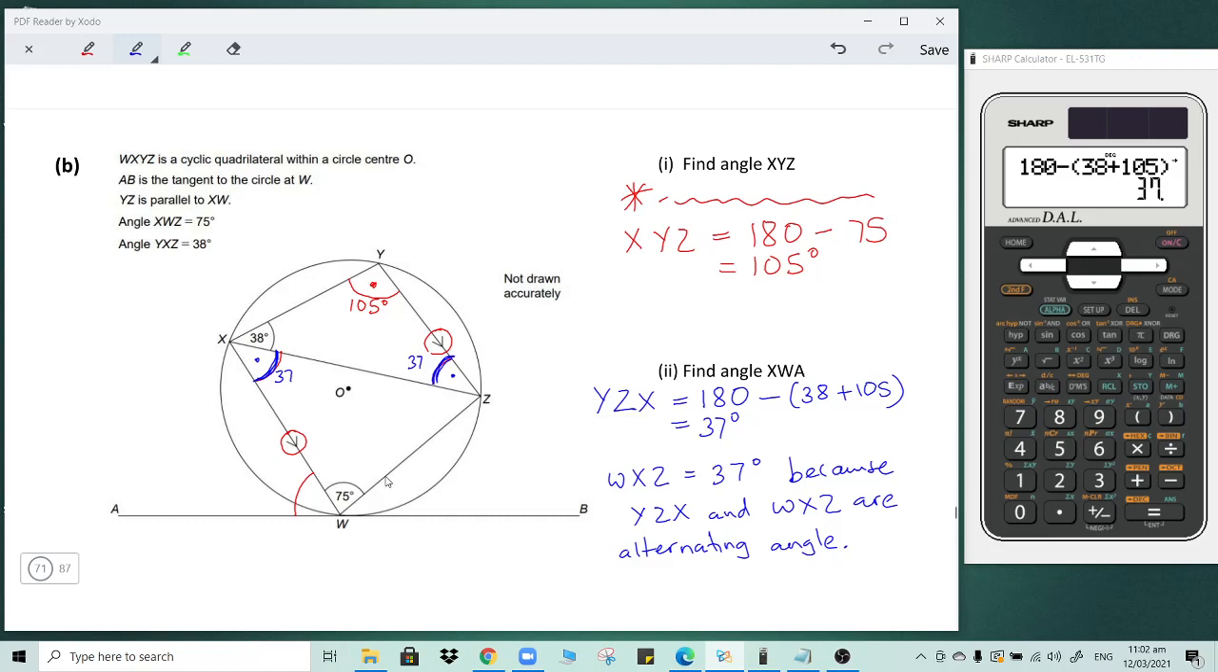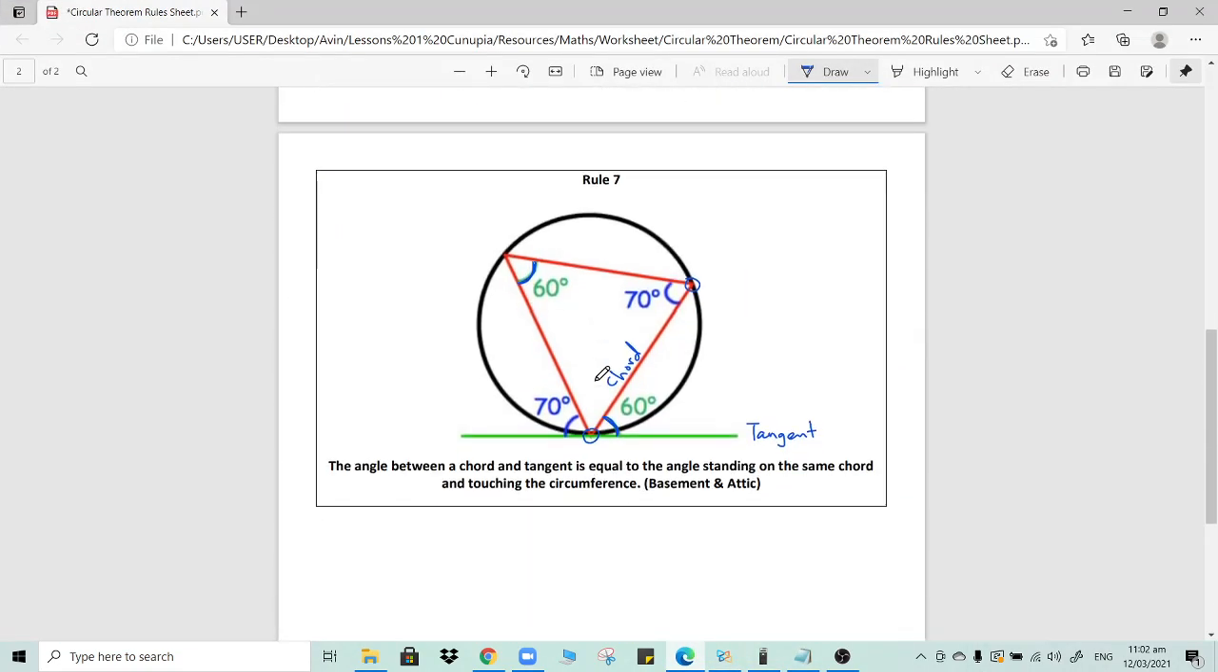Now, we could easily find this angle using Rule 7. You notice here's a chord, and this line, AB, that's a tangent. Let's take a look at rule number 7. In rule number 7, if you have a chord and a tangent, the angle between the chord and the tangent is equal to the angle standing on the chord. So if here is 60, below here is also 60. You need to quote this for the examiner.